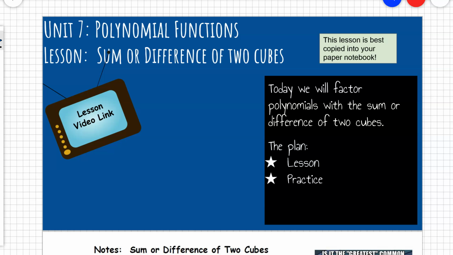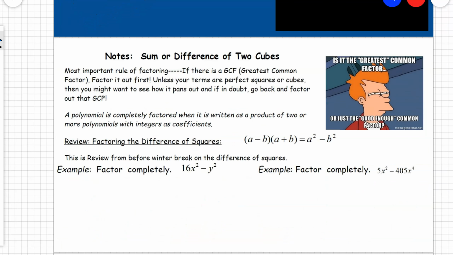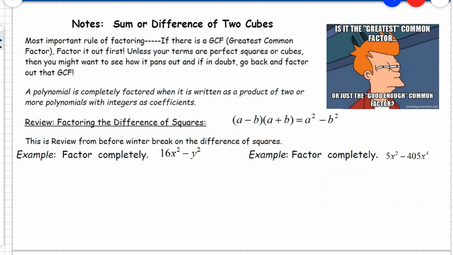So this lesson is going to be on the sum or difference of two cubes. Now, before we jump into the sum and difference of two cubes, we are going to do a little bit of review. We're going to go back and factor the difference of squares first, and then remember how to factor using the AC method or factor by grouping. And we're going to use that in our next lesson big time. So let's go ahead and start there first.